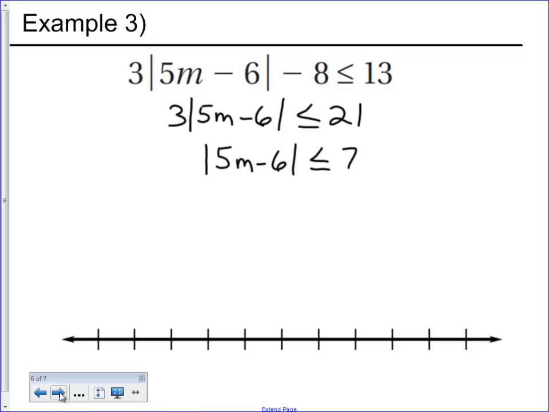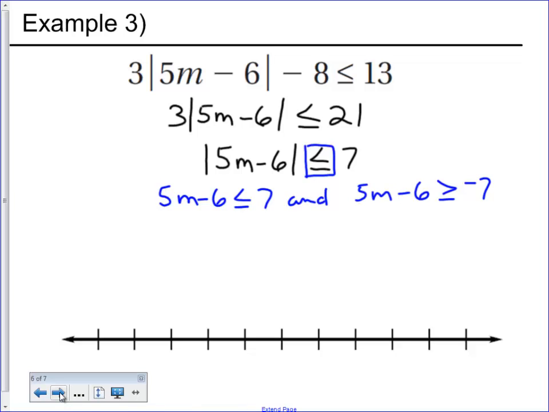And again, the inequality symbol is facing away from the absolute value, which means I will have an and, or an overlap scenario, one compound inequality. So 5m minus 6 is less than or equal to 7, and at the same time 5m minus 6 is greater than or equal to negative 7.